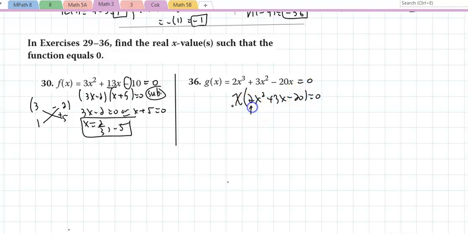So closest factors of 2 are 1 and 2. Factors of 20, closest 4 and 5, 5 and 4. Let's see if that works. I need them to subtract to get me a 3. 8 minus 5 is 3, that works. So 85% to 90% of the time you get it the first attempt. So this is x and 2 in parentheses. If I want a positive 3, don't you want a positive 8 and a negative 5? So x plus 4 and 2x minus 5 equal to 0.